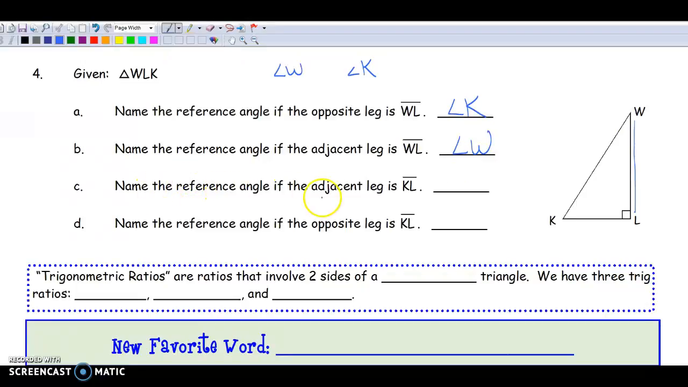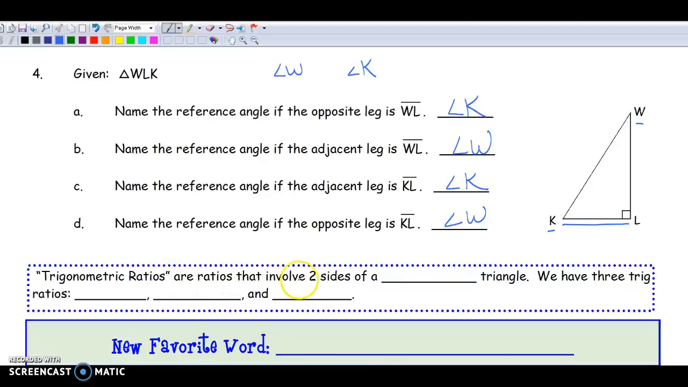Name the reference angle if the adjacent leg is KL. So now our focus is on this side of the triangle. And again, it's either going to be angle W or angle K. Well, if it's KL, W is across from it, so angle W would be opposite. Angle K is actually adjacent to. So this one's going to be angle K because it's adjacent to that leg. And then name the reference angle if the opposite leg is KL. Well, opposite KL is angle W, so angle W is going to be this one.